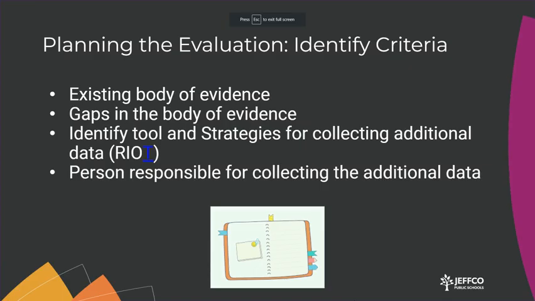The next step is to identify the criteria. First, we want to look at our existing body of evidence. What do we know about the student and their current performance? Next, we want to look at any gaps in the body of evidence. What don't we have yet? Once we've done this, we'll identify what tools or strategies we will use for collecting additional data. A helpful acronym is RIOT. It stands for Review, Interview, Observe, and Test.